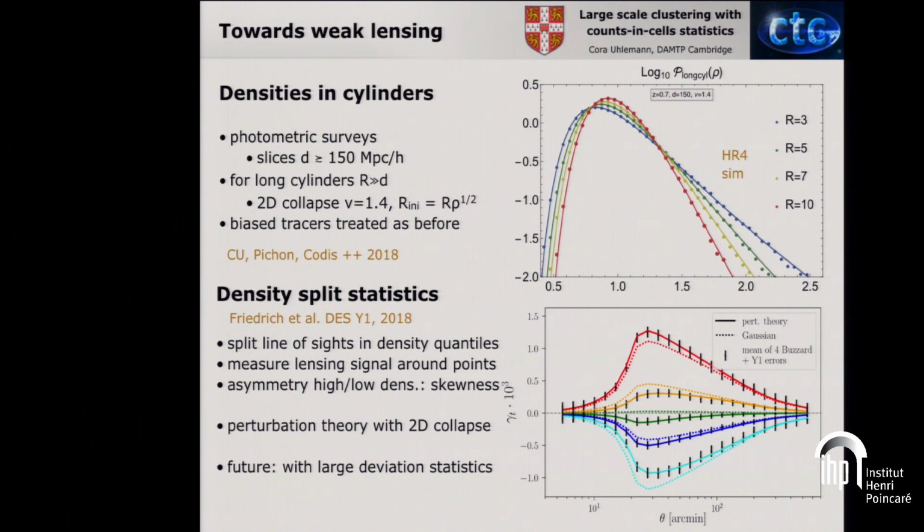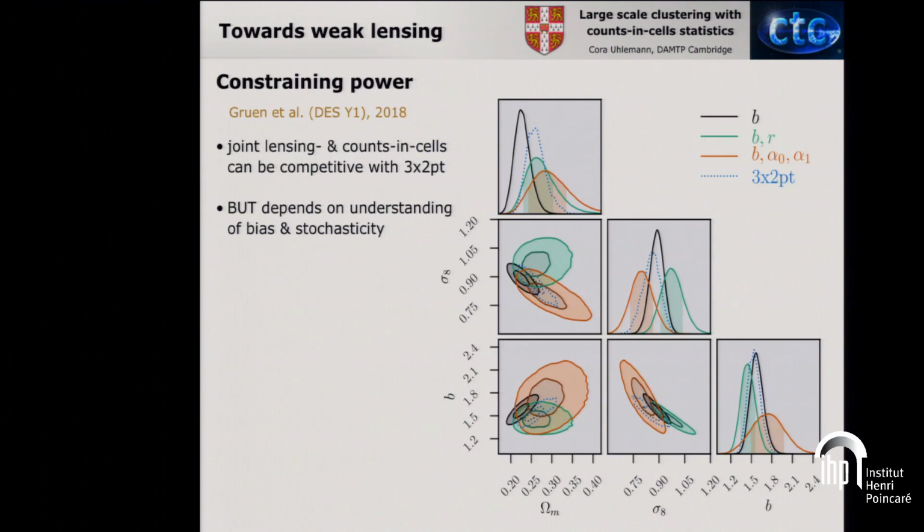So in principle, they showed that doing this joint lensing in counts and cells is possible with this idea. And we are hoping that in the future we can improve on this by basically relying on spherical collapse and going a bit beyond perturbation theory. So this is very nice that you can do that. And just as a final conclusion, you can show that if you do this joint lensing in counts and cells and you look at the constraining power, in principle, you can be competitive with the 3 times 2-point correlation function, but this crucially depends on what kind of parameters you need for your bias model.